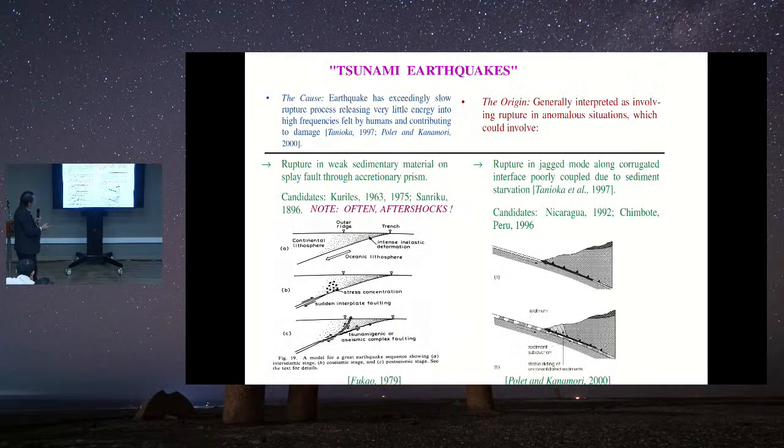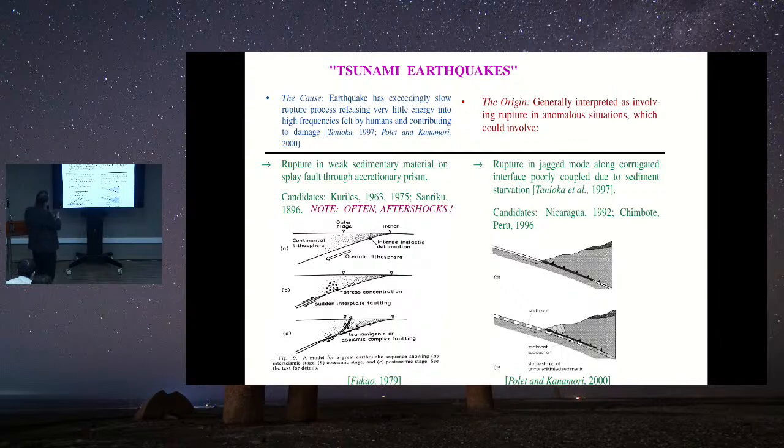There were some models which were proposed, notably by Fukao in 1979, which said, well, you may have a regular earthquake here which doesn't reach the top over there, and later on there is an aftershock which propagates into this wedge. This wedge probably is some sedimentary material which is of lower quality, so the rupture is slower, and so the spectrum of the earthquake may be redshifted.